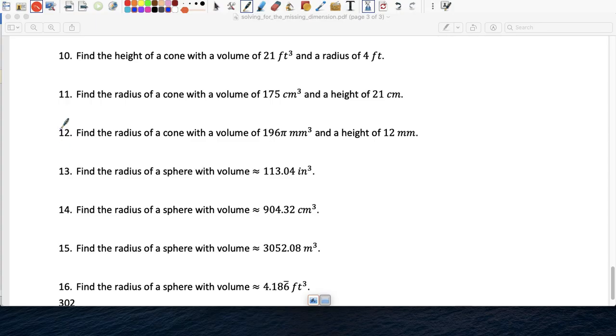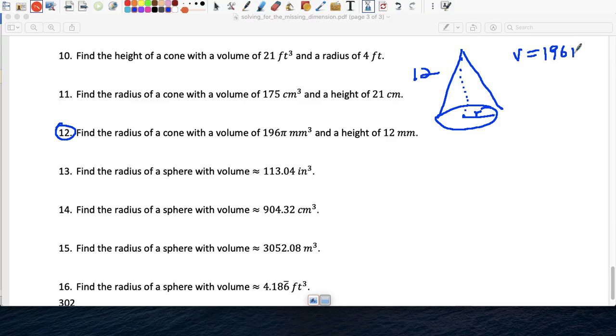11, 12. Another cone, and this one I want the radius. So again, here's a cone. The base is a circle, and the radius here is unknown. The height is 12. So volume 196 pi, height 12, radius unknown.